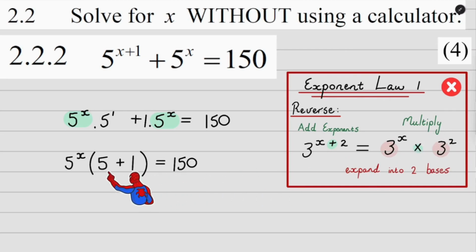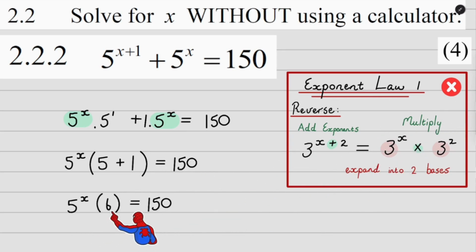And now we're going to simplify what's inside the brackets. 5 plus 1 is 6. And now I need to get rid of the 6 so that I can do the same base, same power principle. So divide both sides by 6. Okay, these 6s, we're gonna pop them out of there, my bro.